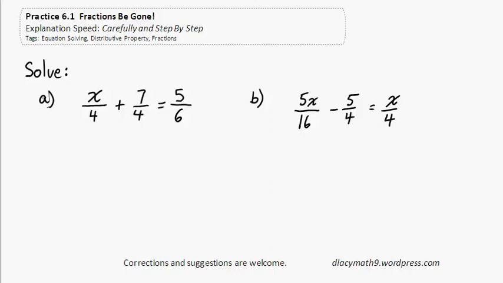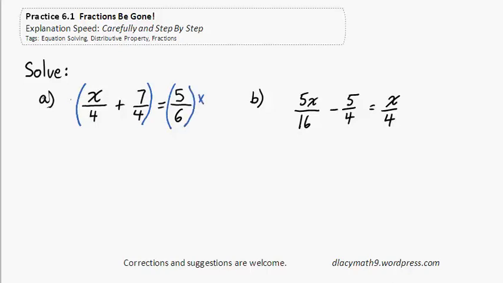Practice 6.1, Fractions Be Gone, in which the explanation speed is careful and step by step. Well, we have some fractions here in these equations. The best way to solve them, as in the lesson, was to multiply through by a number that will eliminate the fractions in one step.